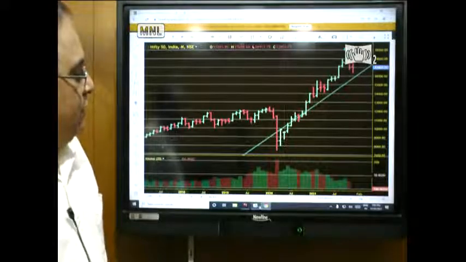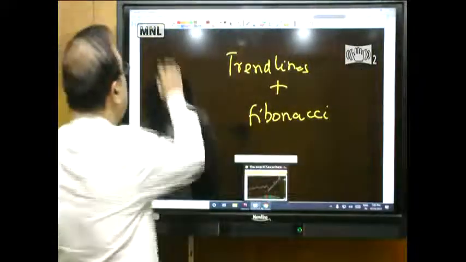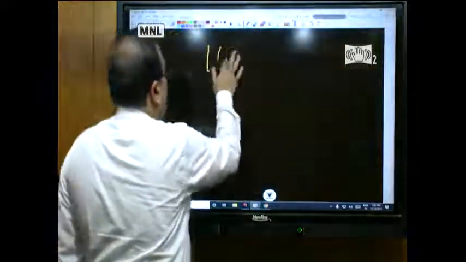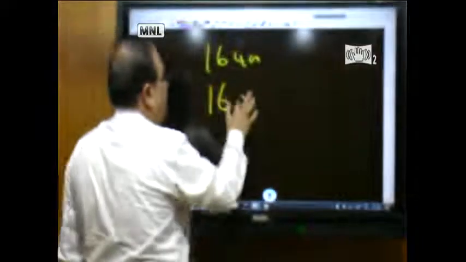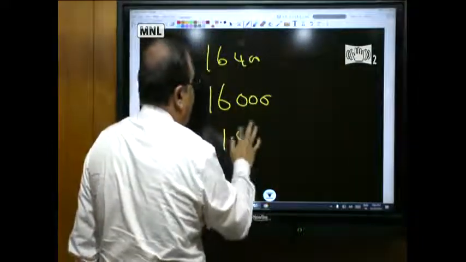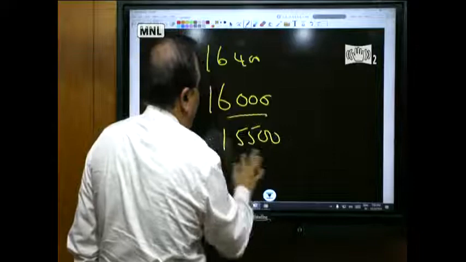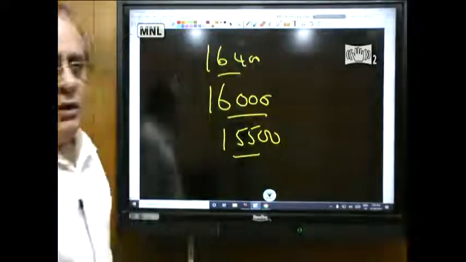So based on the trend line, we expect that the support should hold at 16,400. Then after that it should be 16,000. Then it should be 15,500. So these are the important levels of support based on the trend lines.